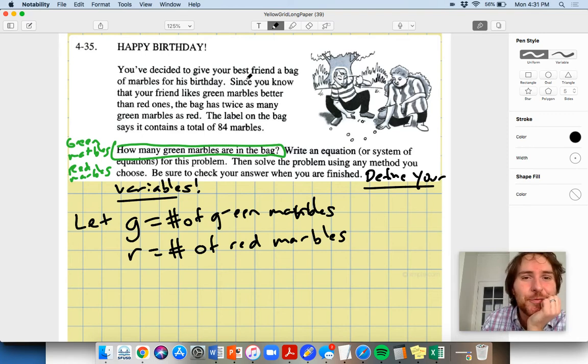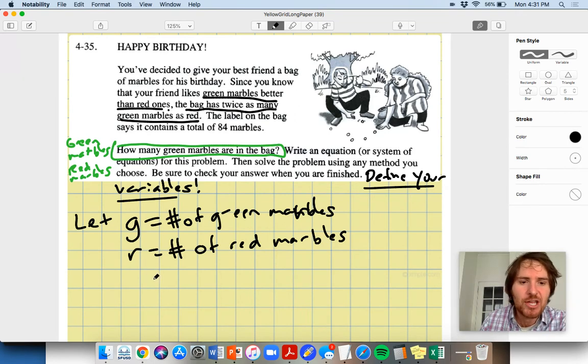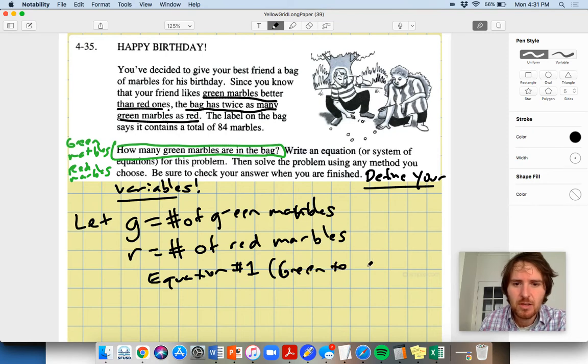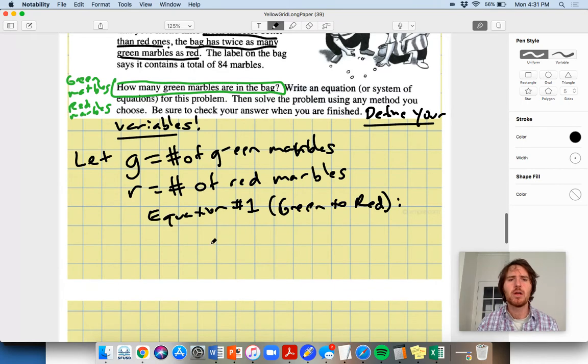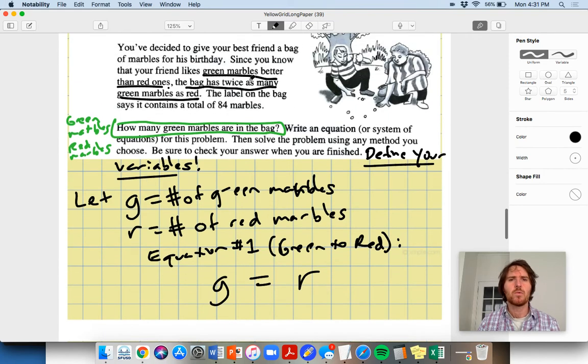But anyways, since you know your friend likes green marbles better than red ones, the bag has twice as many green marbles as red marbles. Okay, so equation 1 is going to be our green to red equation. Right, a green to red sort of relationship, and it's not a constraint, it's a statement of equality, so it'll be an equation right here, okay? So let's do it here. We got G is somehow going to be related total quantity-wise to R, right? So R here.